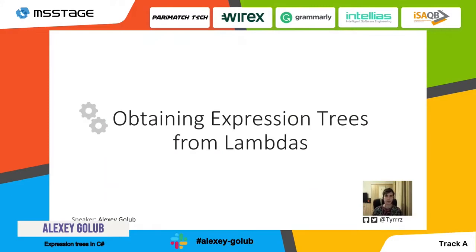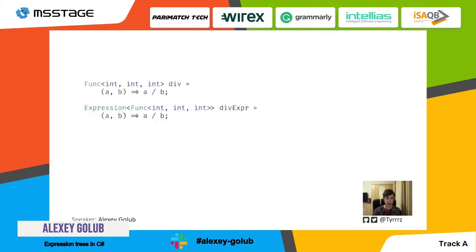Now we've looked into expression trees that could be constructed manually in runtime. There is another way to obtain them, and that is to get them from lambdas defined in our code. And this is the method you're most likely familiar with. This is the one that's used in ORM frameworks and so on and so forth.